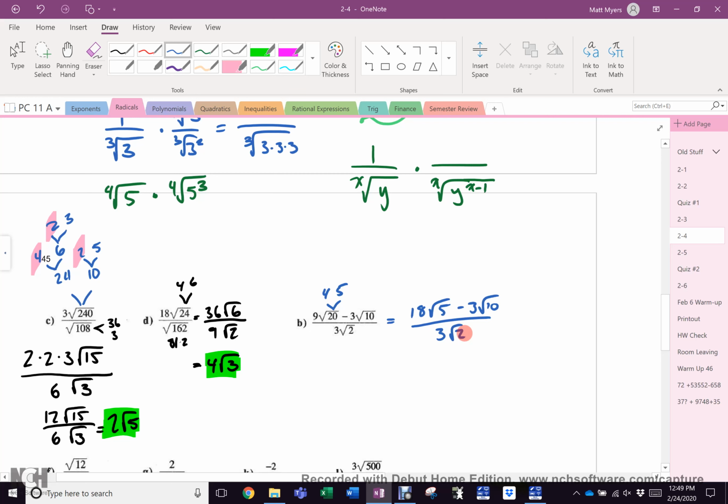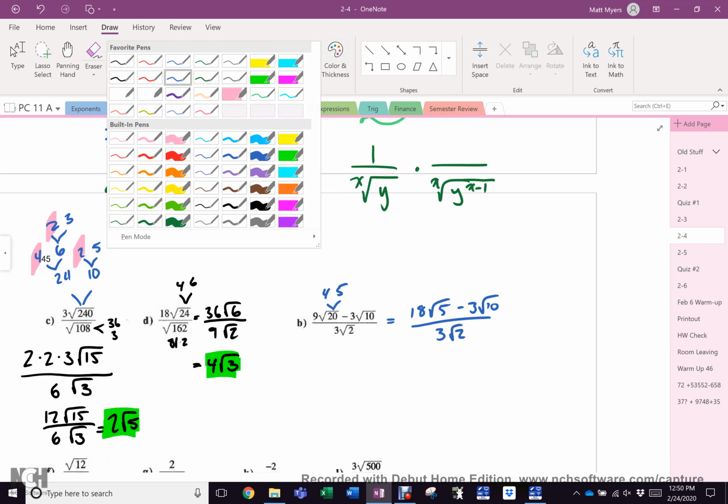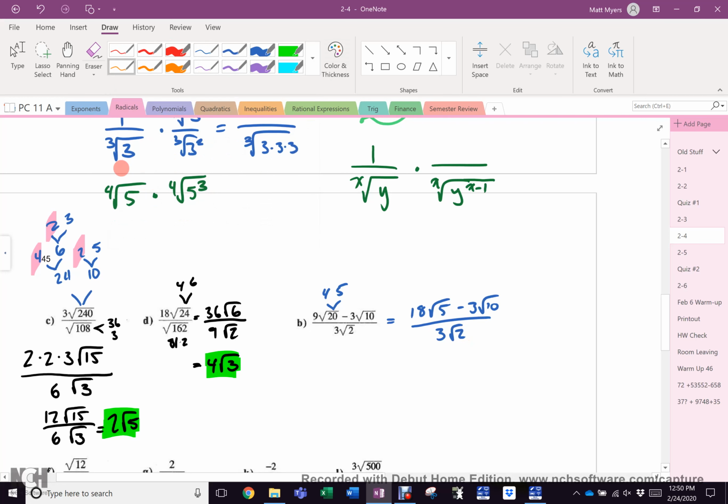Now I have a choice here. And what I'm about to show you is something that almost all of you at one point or another this year are going to forget. So I'm going to show it in a crazy color that I never use. Almost. Orange. This is the same as 18 root 5 over 3 root 2 minus 3 root 10 over 3 root 2. The 3 root 2 is the denominator for both of those.